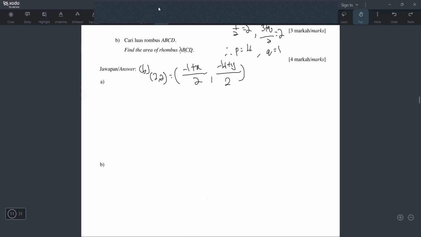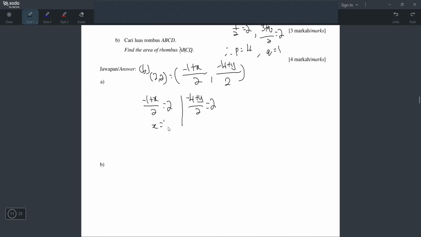Okay, now let's go down and find our (x, y). So the x coordinate compared with the x coordinate: negative 1 plus x divided by 2 equals 2. And then the y coordinate compared with the y coordinate: negative 4 plus y divided by 2 equals 2. So what is x here? 2 times 2 is 4, 4 plus 1 is 5. 2 times 2 is 4, 4 plus 4 is 8. So finally, I get my point C, which is 5, 8. So after I get my point C, now only I try to find the area.